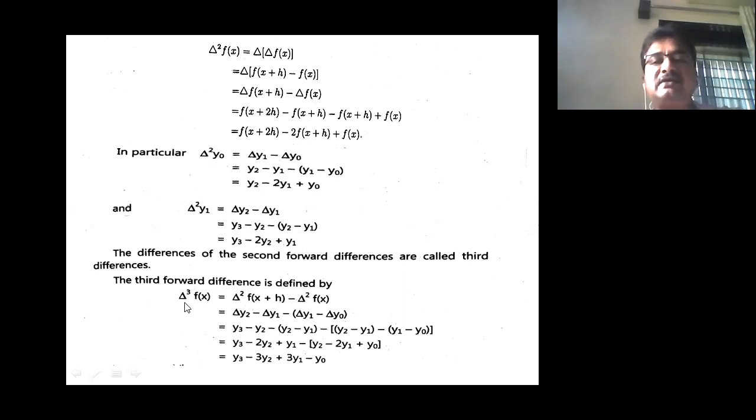So what is delta cube? How can we find delta cube fx? Similarly to this, delta cube fx is delta square of delta fx. Delta square of delta fx, and delta fx is what? F of x plus h minus fx. Then apply delta square and find delta square f of x plus h in this way, and then delta square fx, and we get this answer. Okay, y3 minus 3y2 plus 3y1 minus y0. Either way, we can obtain the answer in the format of y or fx.